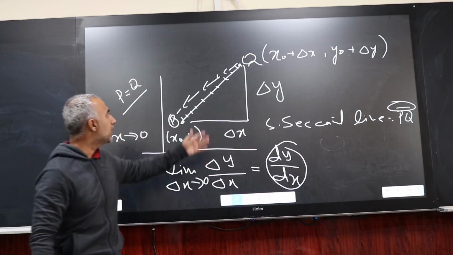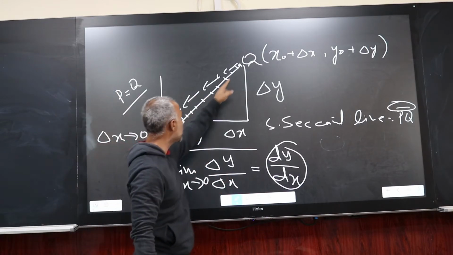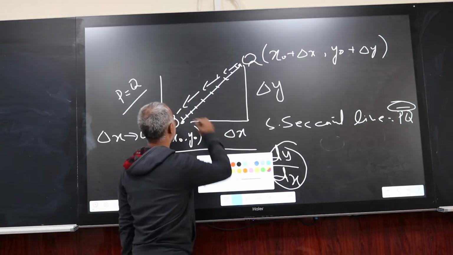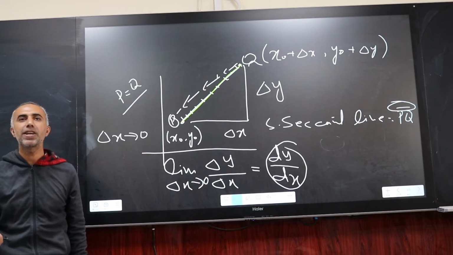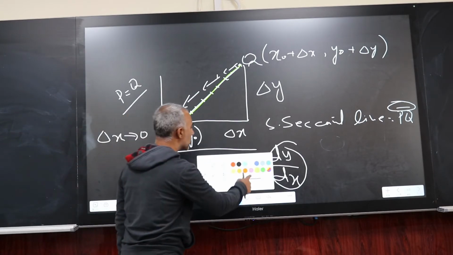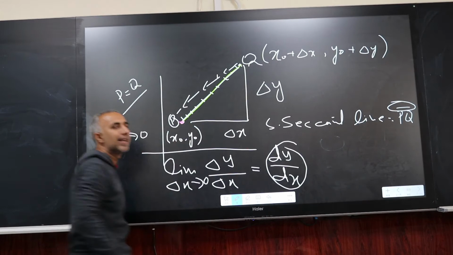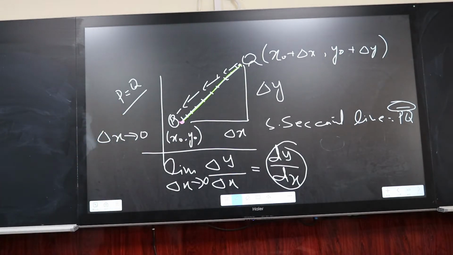Both are slope. This one is a big line, from this point to this point. This represents the slope of secant line. If we are talking just about this point, only this point, then it is the slope of a tangent line. Only one point. Is it clear, please? Yes, sir.